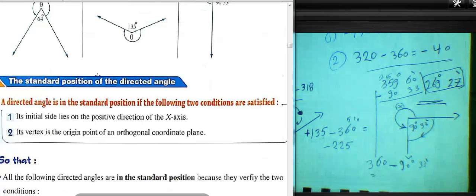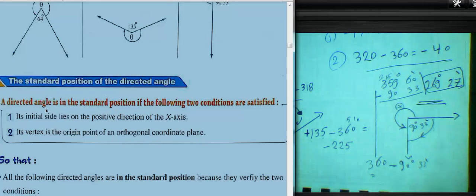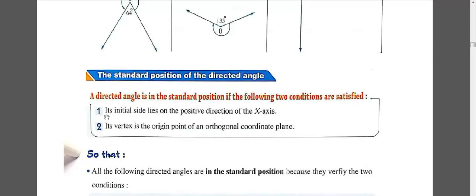Look at the standard position of a directed angle. A directed angle is in the standard position if the following conditions are satisfied. Condition 1 and condition 2. Number 1, its initial side lies on the positive direction of the x-axis. Its vertex is the origin point of an orthogonal coordinate plane.